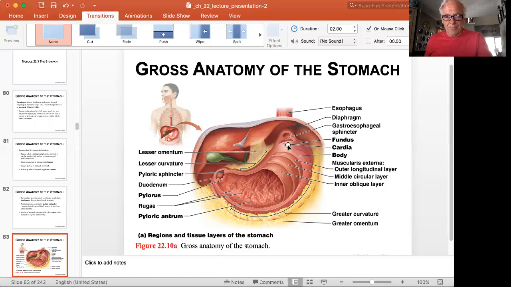Now, there's the lower esophageal sphincter right here, which controls the food leaving the esophagus to the stomach. Now, the stomach's parts: we have the cardiac or cardia part, which is closest to the heart. This is the cardia part of the stomach. This is the fundus part of the stomach. This is the body of the stomach. And then down here you have what they call the pyloric antrum, and then the pylorus region, and then the pyloric sphincter.